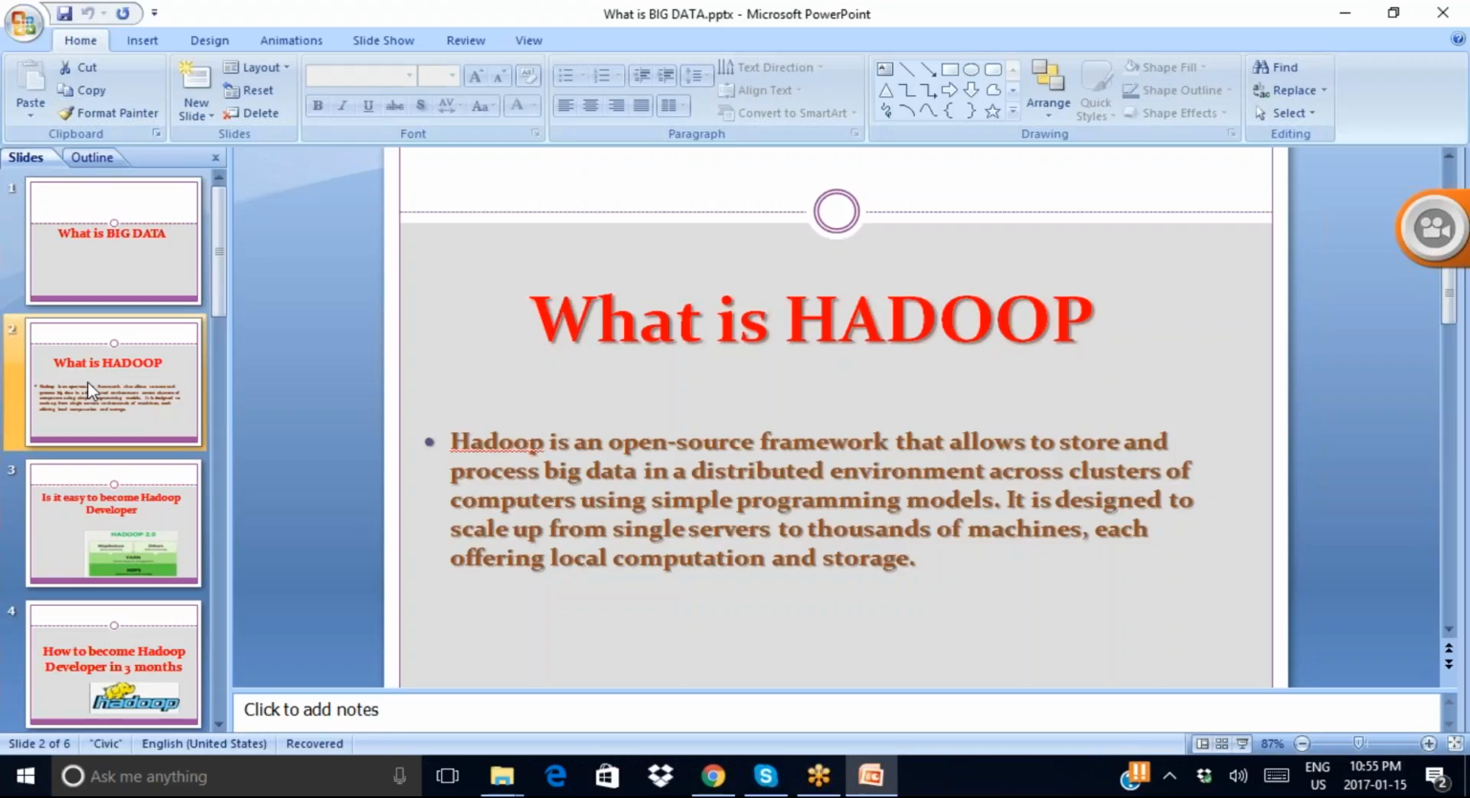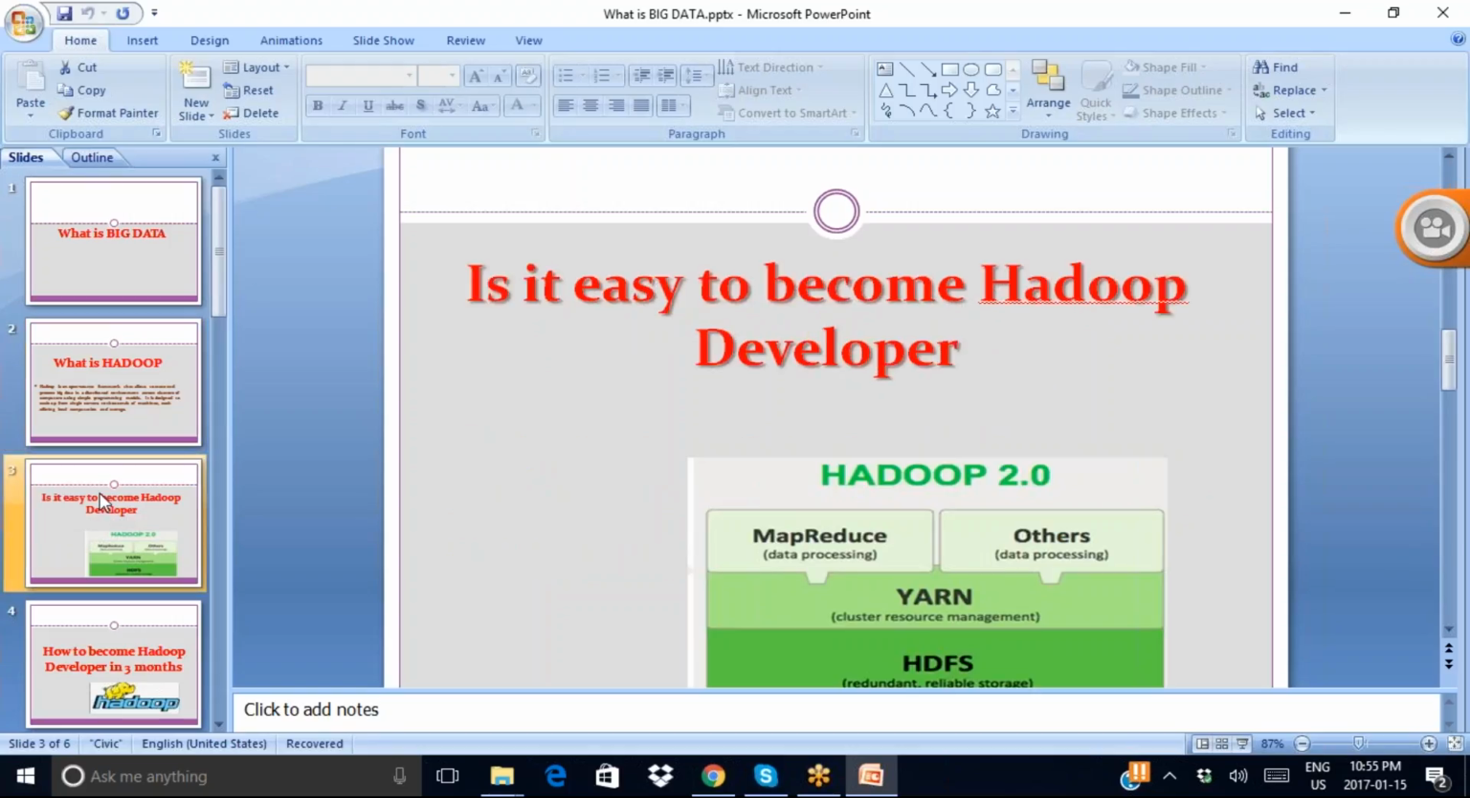Now I guess you know what big data is and what Hadoop is. Big data is just the data, and Hadoop is a framework or a tool. Now let's talk about whether it is easy to become a Hadoop developer. I would say yes, for sure, why not? If you're really interested and able to learn and put in some time on a weekly basis, for sure.